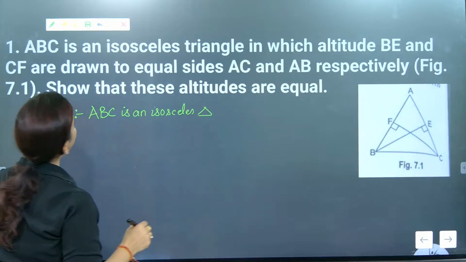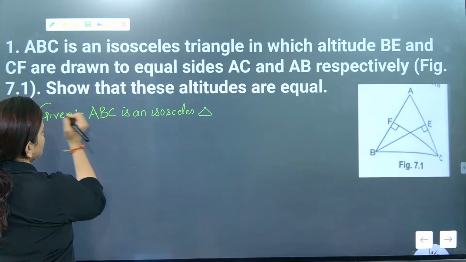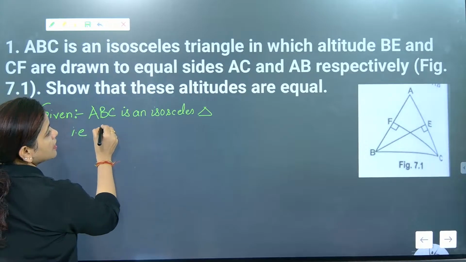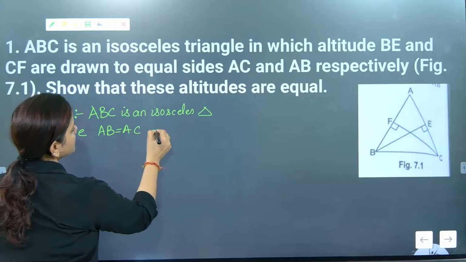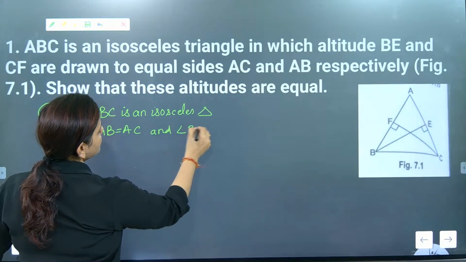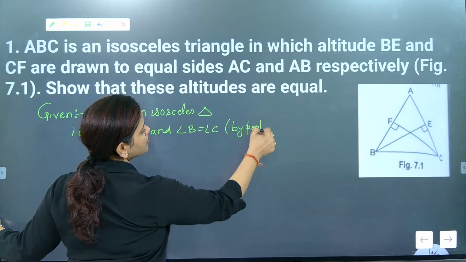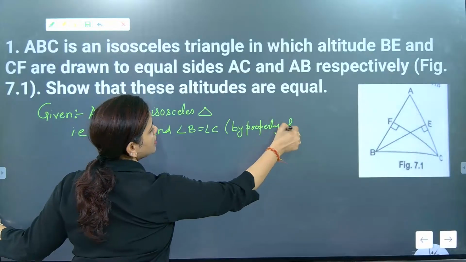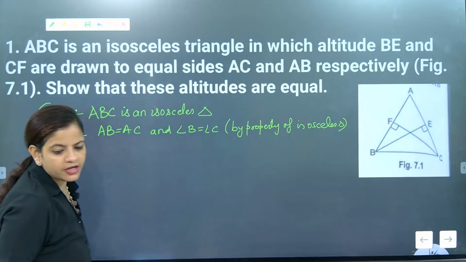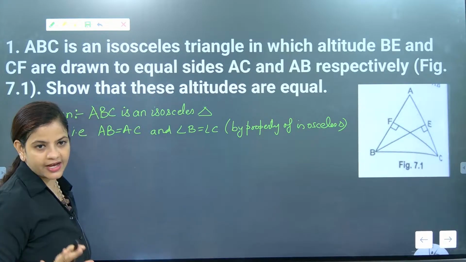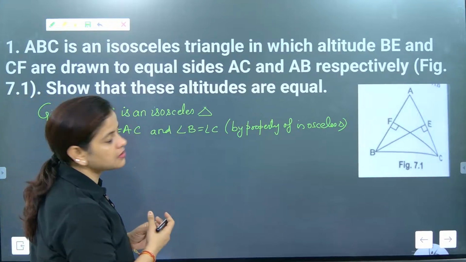Got it? Altitudes BE and CF are drawn to equal sides. If it is an isosceles triangle, then AB is equal to AC and angle B will be equal to angle C by property of isosceles triangle. By property of what? By property of isosceles triangle. Understood?